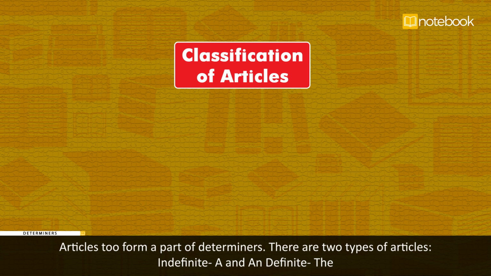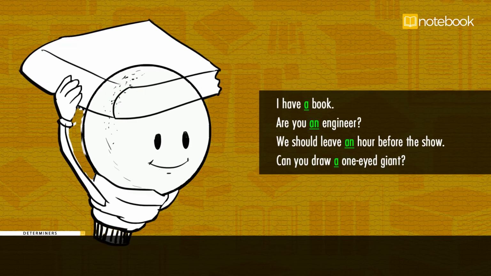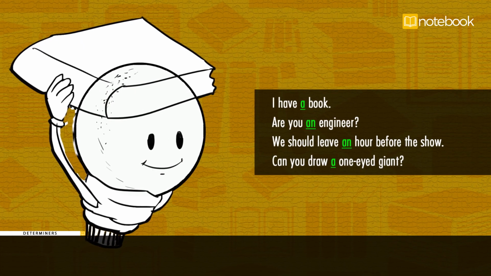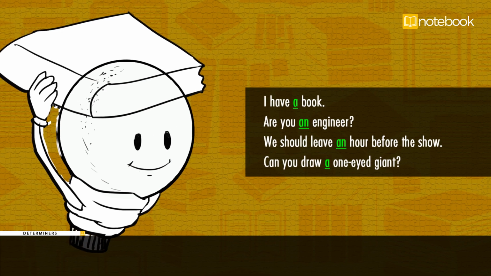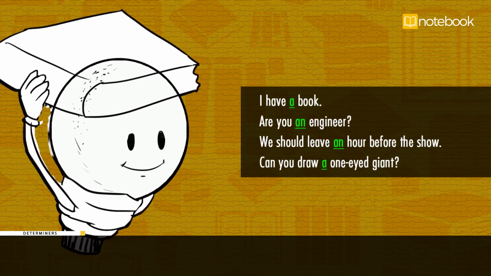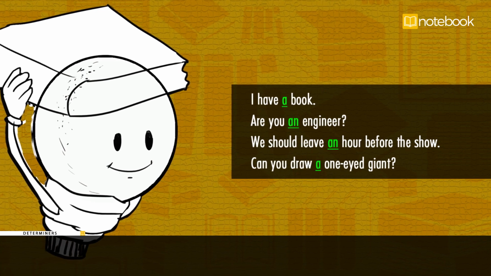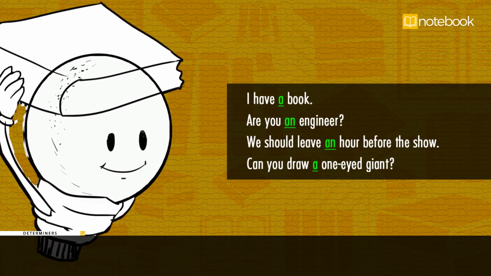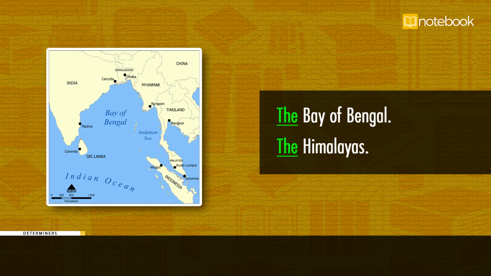There are 2 types of articles: indefinite a and an, definite the. We use a and an with singular countable nouns. Moreover, a is used before words starting with a consonant sound, while an is used before words which start with a vowel sound. The is the only definite article which is used to specify or identify something in particular. For examples, the Bay of Bengal, the Himalayas.